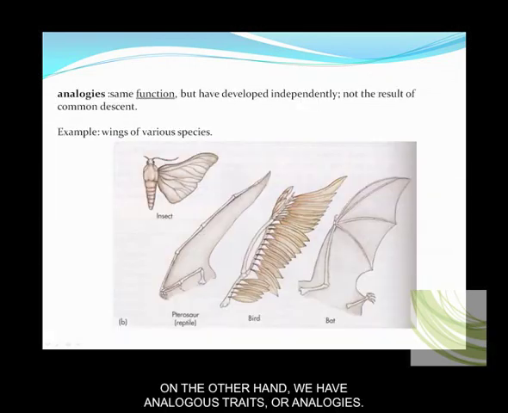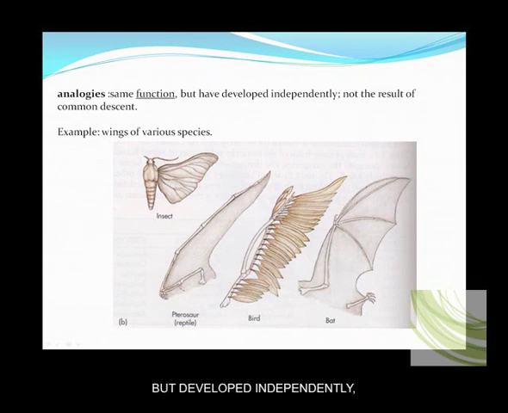On the other hand, we have analogous traits or analogies. These are traits that have the same function but developed independently, so they're not the result of common descent. An example would be the wings of various species. So an insect wing, a reptile wing, a bird wing, a bat wing. The wings themselves are not homologies, but in the case of the reptile wing, the bird wing, and the bat wing, if we talked about the arm bones, those could be homologous traits, but the wings themselves have the same function but evolved independently, so we call them analogies.